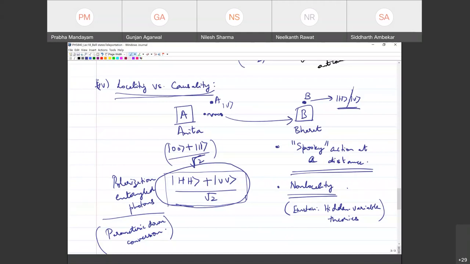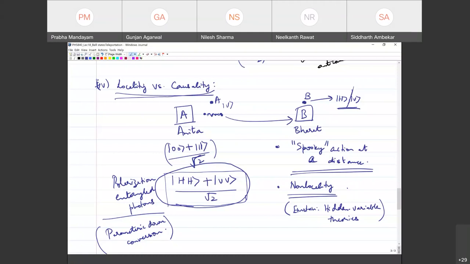And that is sort of the point at which we get stumped, because our understanding of classical physics does not permit such correlation. It's sort of inconceivable. Well, someone asked me whether you can disentangle the two photons. What happens once Anita and Bharat measure? Actually, what happens once Bharat measures? Forget, I mean, one of them measures.